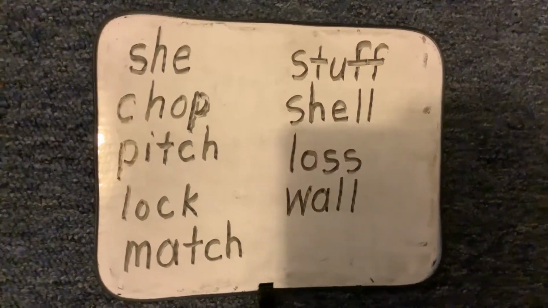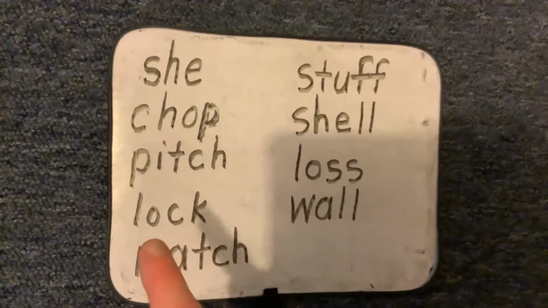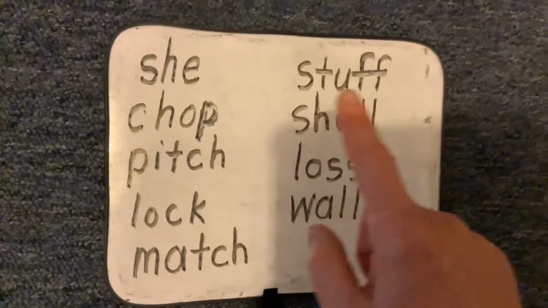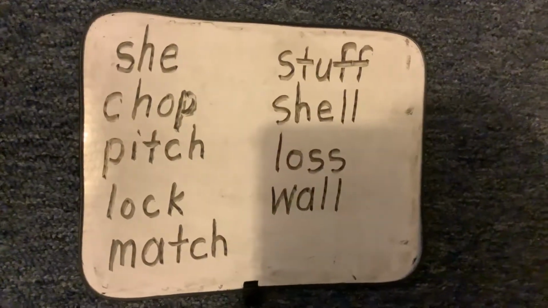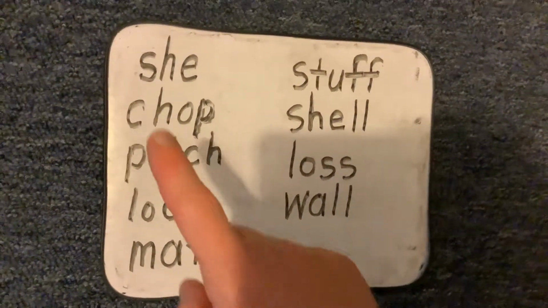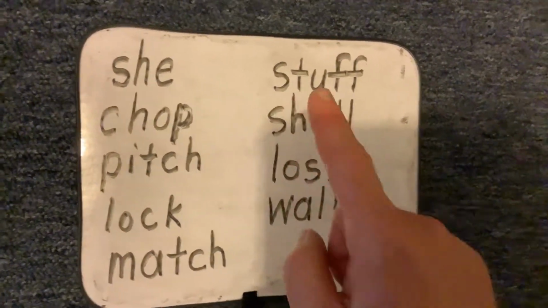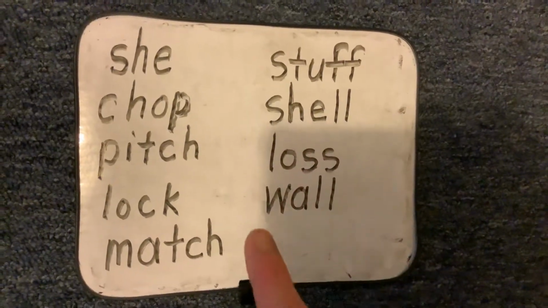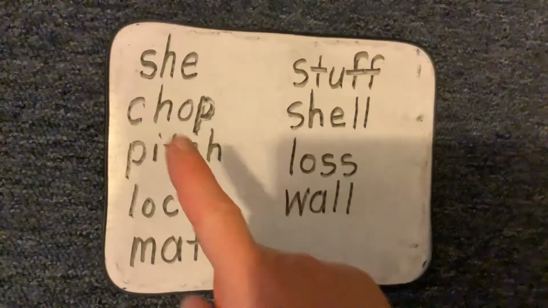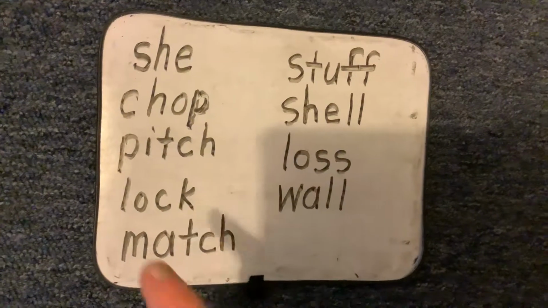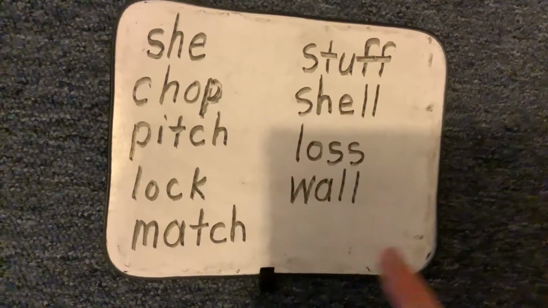Let's read these again. Read them at the same time as me, a little bit smoother. She, chop, pitch, lock, match, stuff, shell, loss, wall. Let's read these again, and you read them if you like to ride a bike. How about read them this time if you like to ride a scooter?